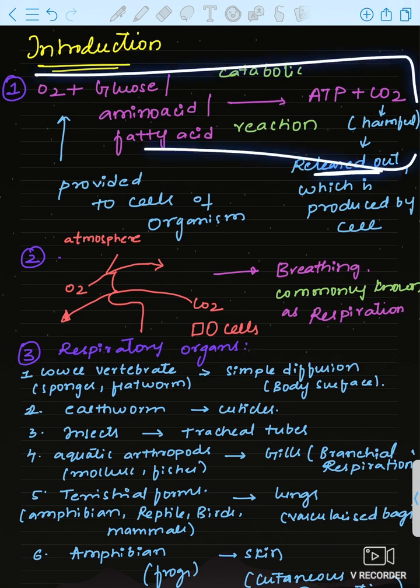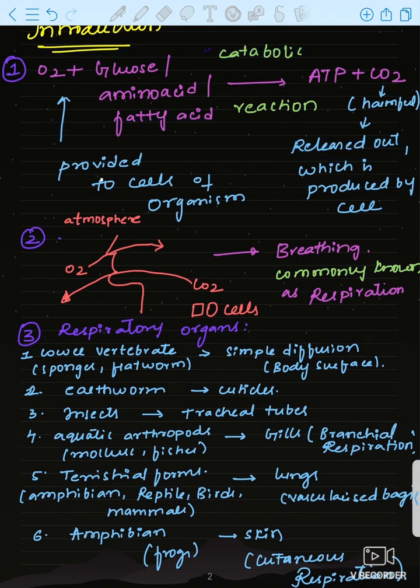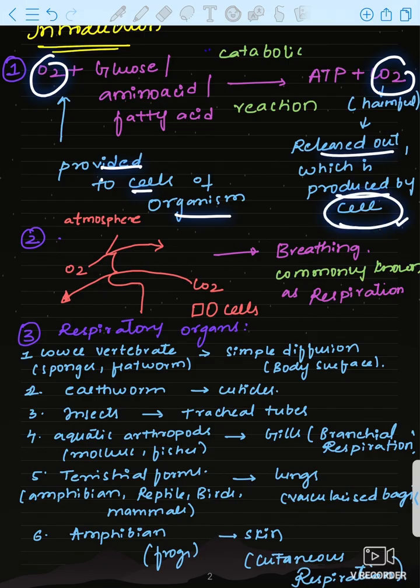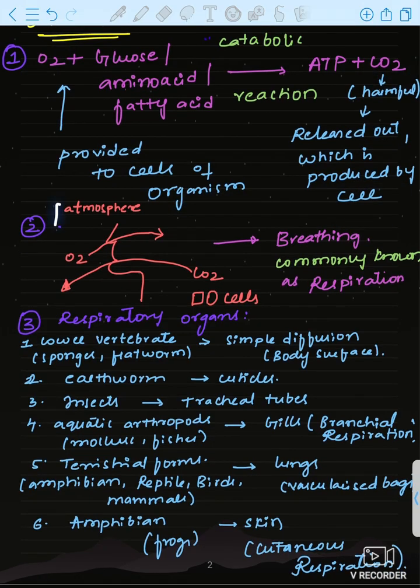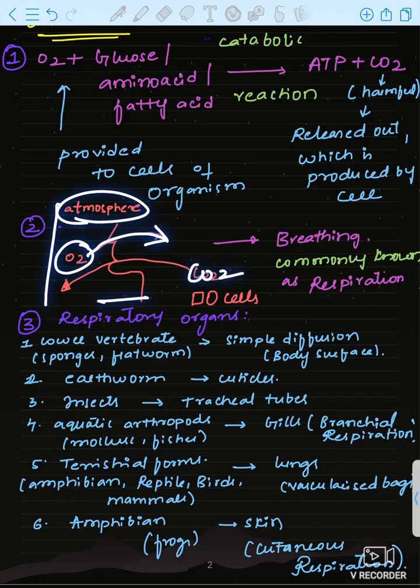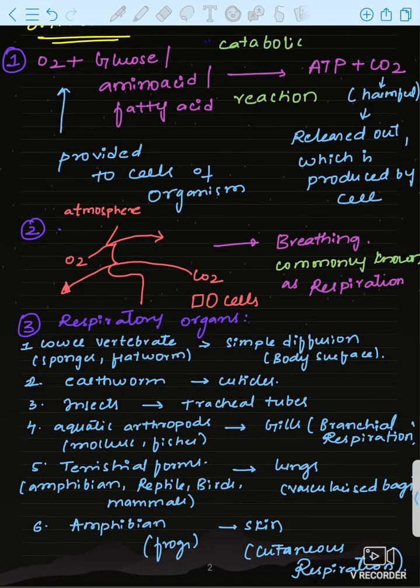Where will all this process occur? In the cells of an organism. This O2 is provided to the cells of an organism and the CO2 produced by the cells is released out. So this is just pictorial form. In the atmosphere O2 will be there. It is inspired, and CO2 which is produced by cells is expired. This is called breathing, commonly known as respiration. So we are done with that.